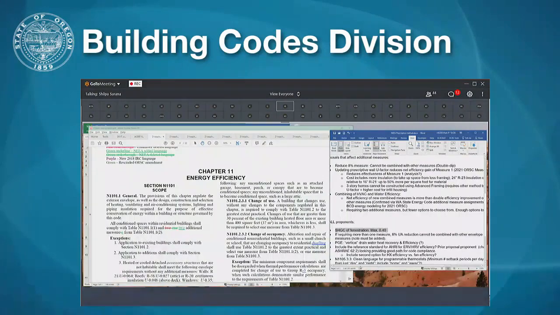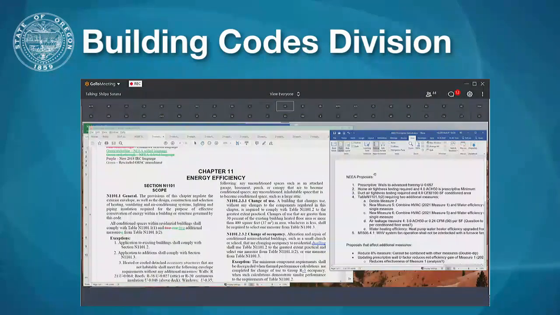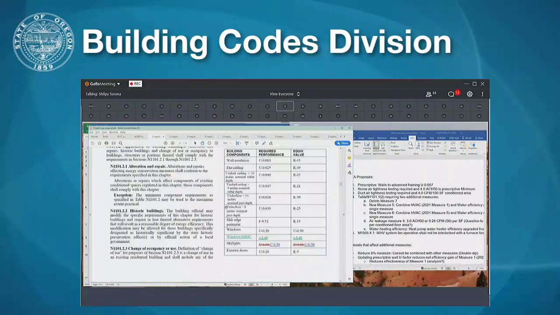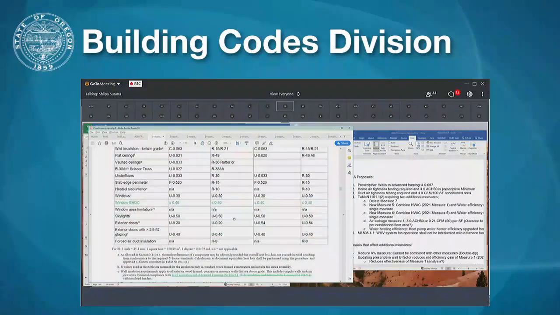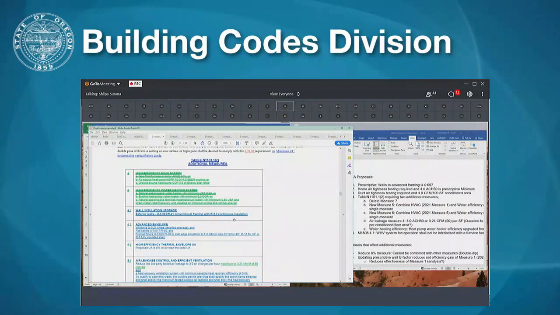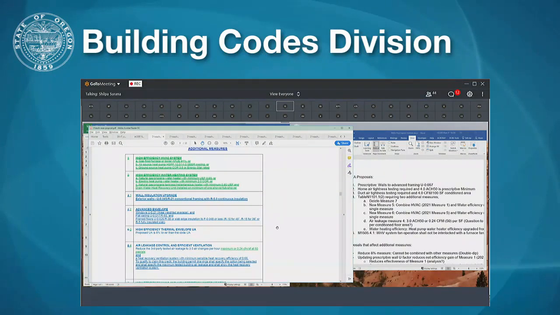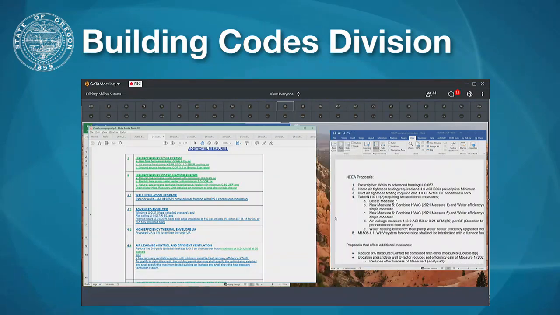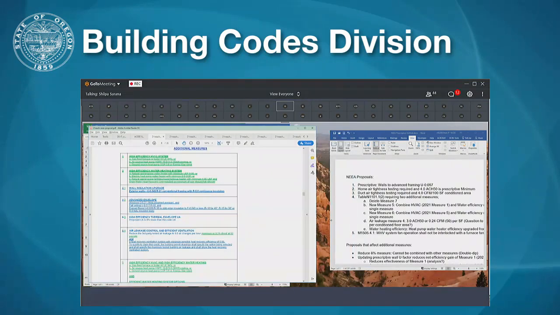Moving on to the additional measures table, we introduced 2 options to be chosen from the additional measures table. One of our thoughts was to couple the HVAC space heating measure with the water heating measure.